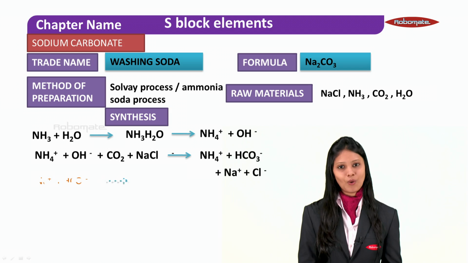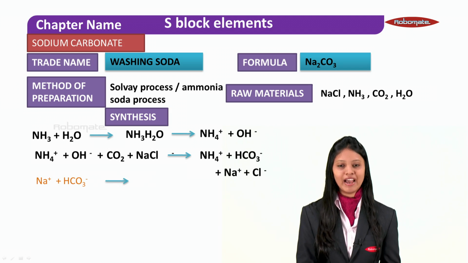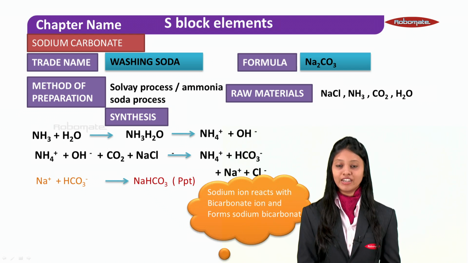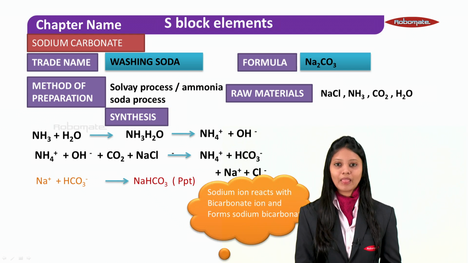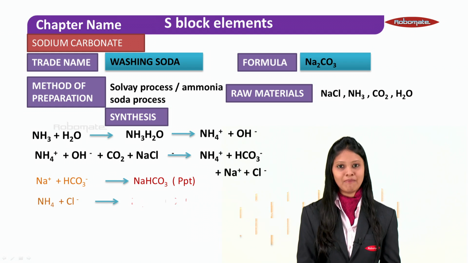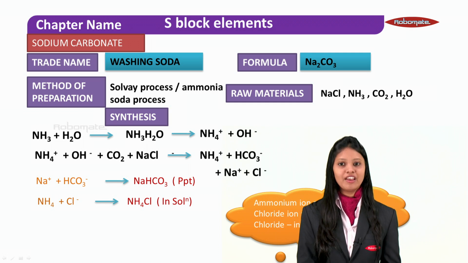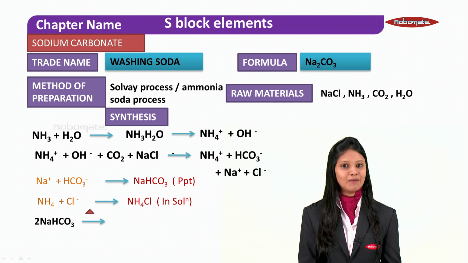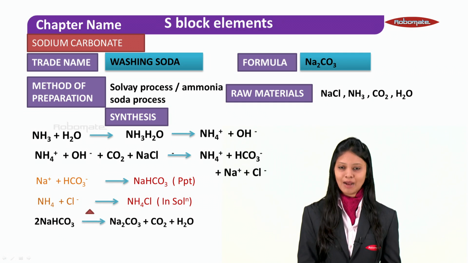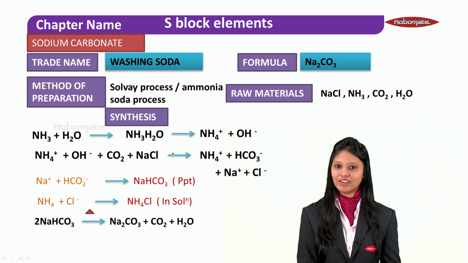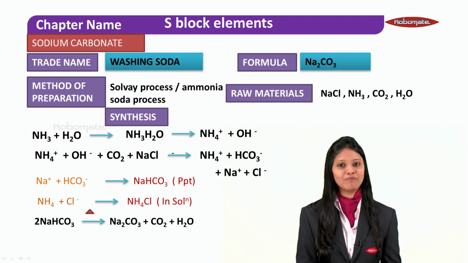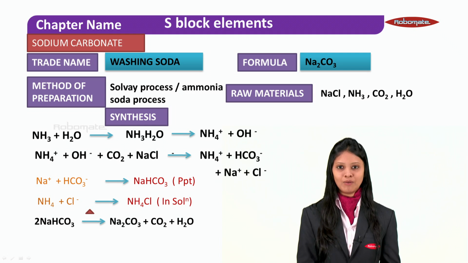The first, sodium ion and bicarbonate ion combine and form sodium bicarbonate, which is in the precipitate form. And in second step, there is ammonium ion and chloride ion combine and they form ammonium chloride, which is in the solution form. We can separate these two and we can get sodium bicarbonate. We have to form sodium carbonate. There is one more step where sodium bicarbonate under heating gives us sodium carbonate plus carbon dioxide plus water. This is the way we can form sodium carbonate, and this is synthesis of sodium carbonate.